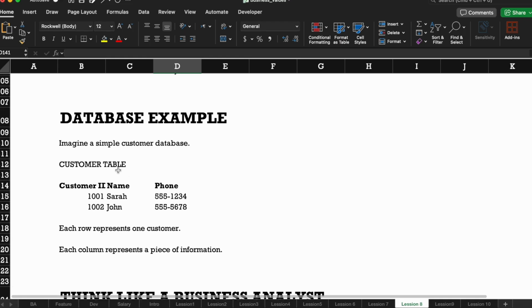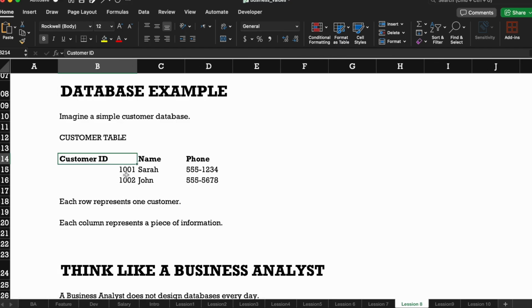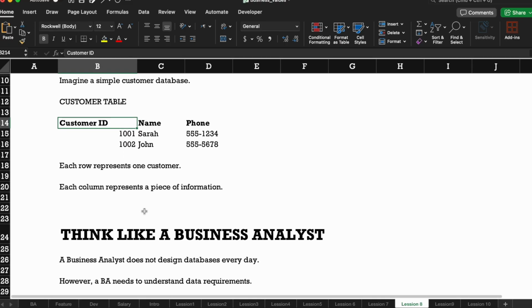Database example: imagine a simple customer database. Customer table, here is the customer ID. Here you can see this is customer ID 1001 and name Sarah. Phone number 555. Customer ID 1002, John, 5555678. Each row represents one customer. Each column represents a piece of information.